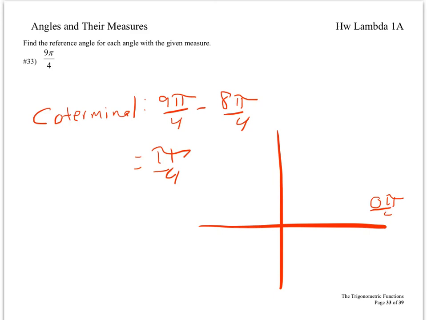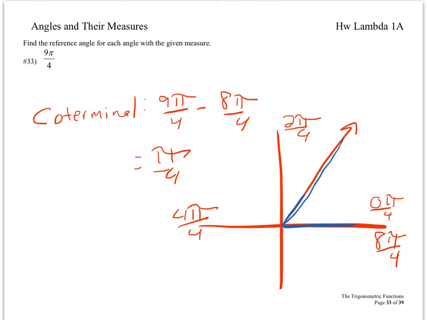Positive x-axis is 0 pi over 4. Complete revolution is 8 pi over 4. Half of a revolution then would be 4 pi over 4. Half of half is 2 pi over 4. Pi over 4 is between 0 and 2, so the reference angle is this blue angle here. And we went up pi over 4 to get here, so that means our reference angle is pi over 4.